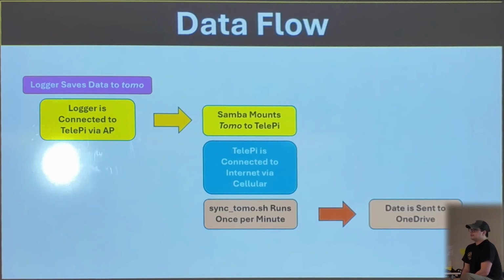The way the data flows through the system is the logger saves data to that folder I was talking about earlier, tomo. The logger is connected to TelePi via the access point. Samba mounts tomo to the TelePi, meaning the TelePi is able to see the data that's there. TelePi is connected to the internet via cellular, and then, like I said previously, once per minute, sync tomo runs, and all the data is sent to OneDrive.